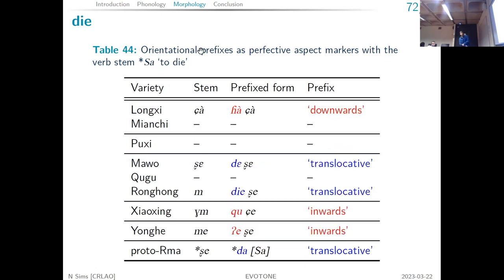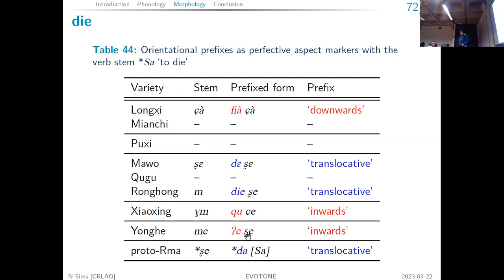Okay, last, then we have this verb to die, which I think is really complicated. You have here in Hongqi, it's got a downwards prefix. In this Northwestern subgroup, it's got the away prefix. Here it has inwards, inwards again.